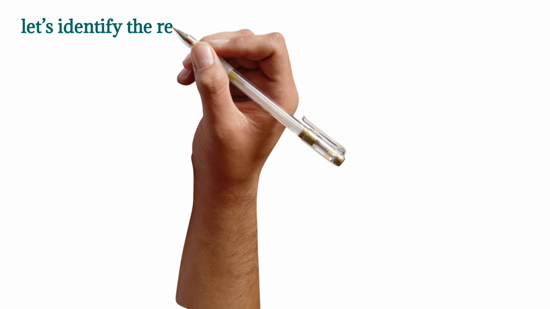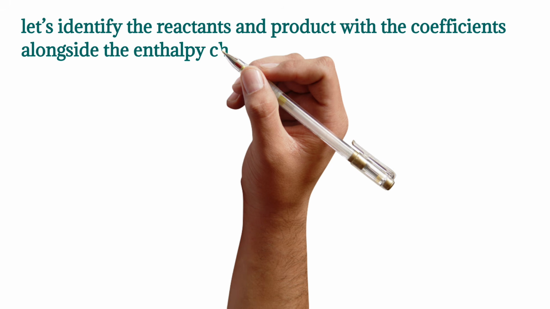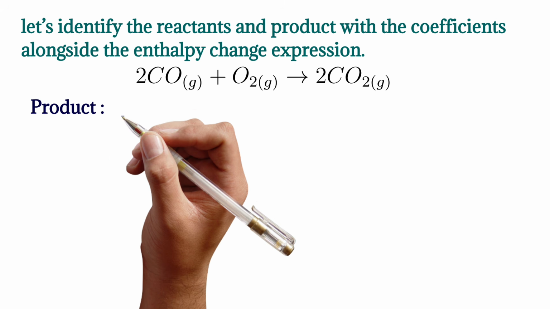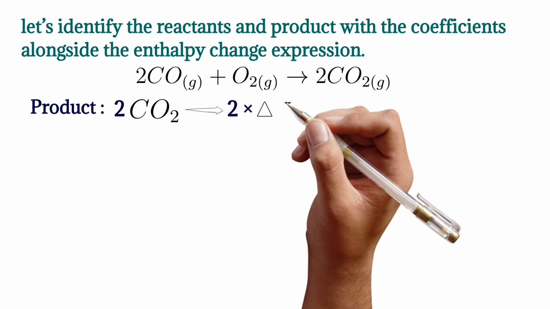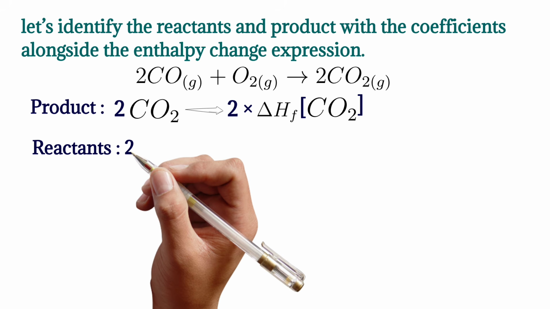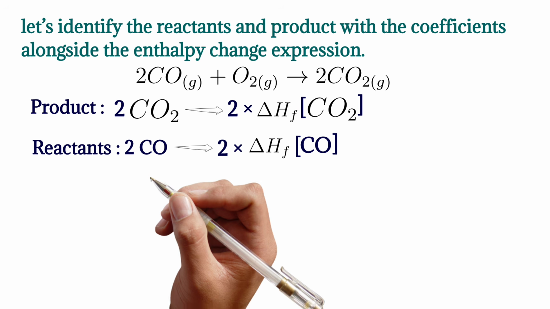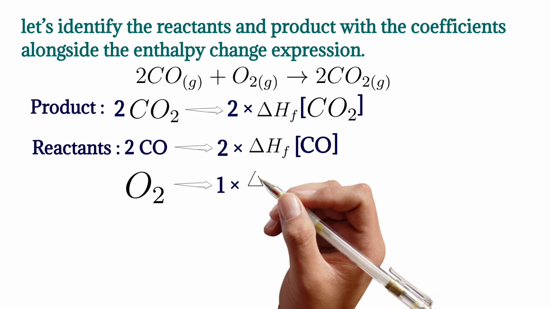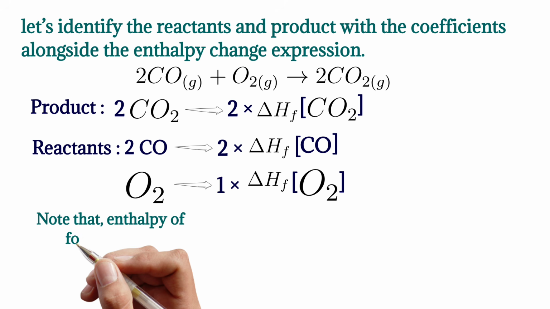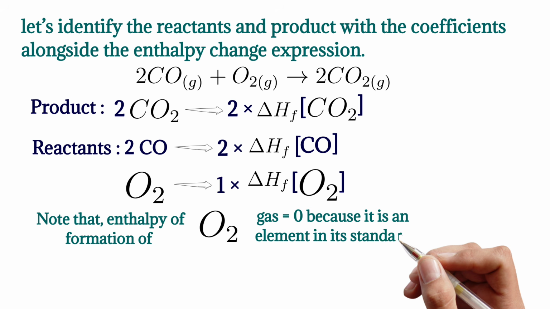Moving on, let's identify the reactants and product with the coefficients alongside the enthalpy change expression. So from the balanced equation we have product 2 moles of CO2, which is expressed as 2 multiplied by delta HF of CO2. Reactants: 2 moles of CO, which is expressed as 2 multiplied by delta HF of CO, and 1 mole of O2, which is expressed as 1 multiplied by delta HF of O2. Note that the enthalpy of formation of O2 gas is 0 because it is an element in its standard state.